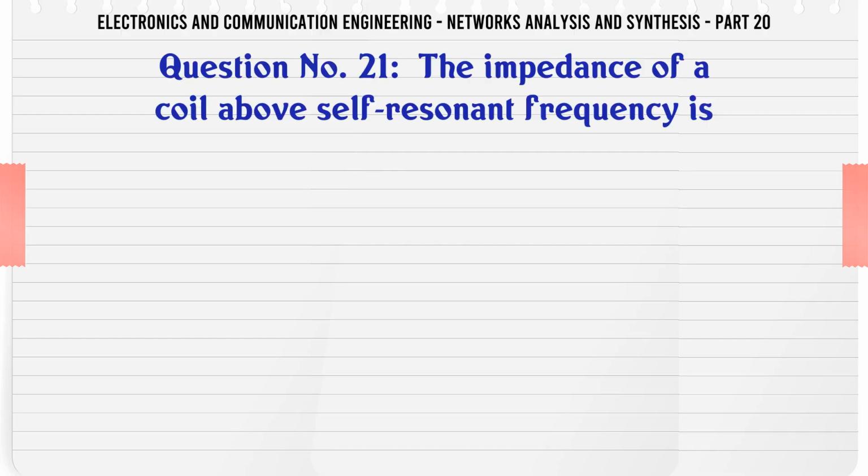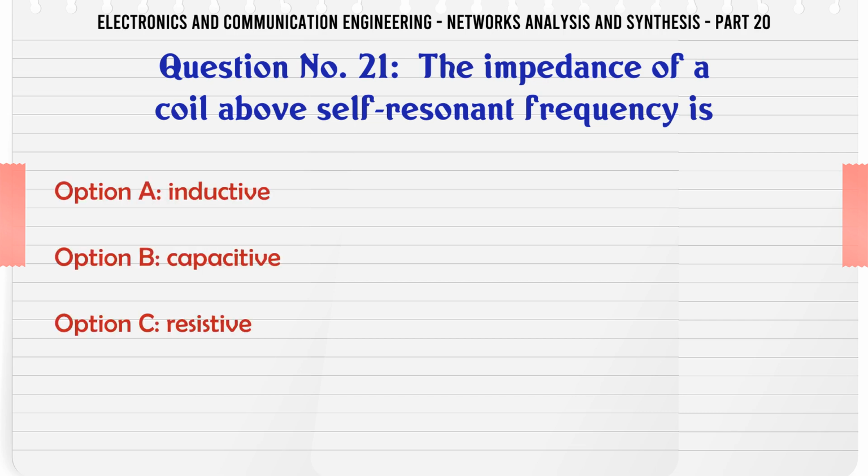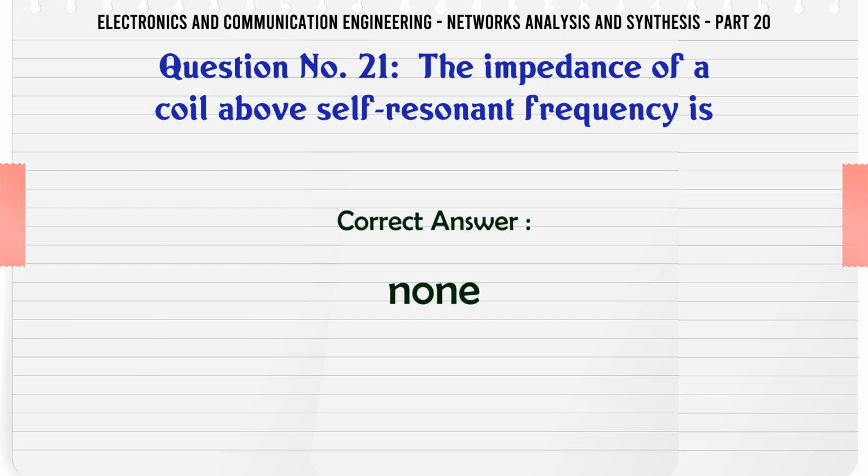The impedance of a coil above self-resonant frequency is A. Inductive, B. Capacitive, C. Resistive, D. None. The correct answer is none.